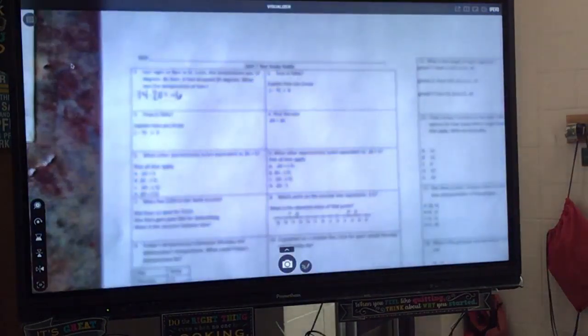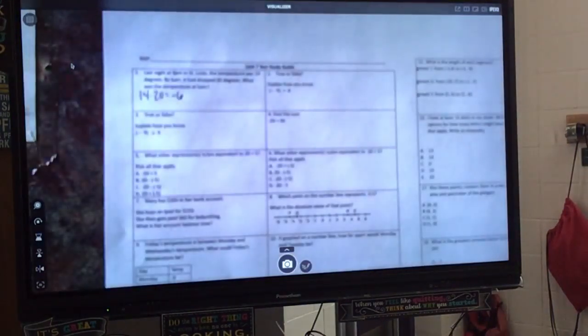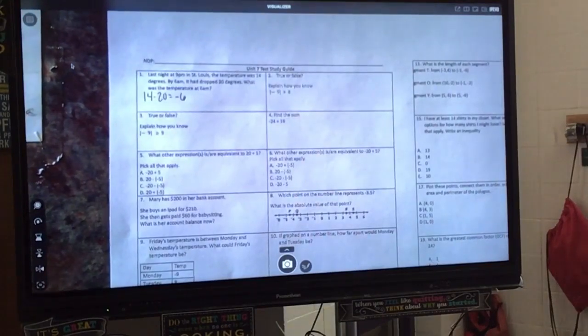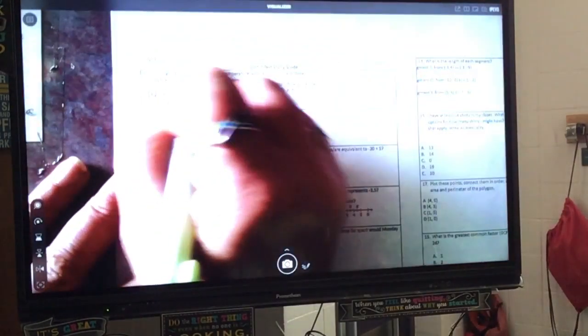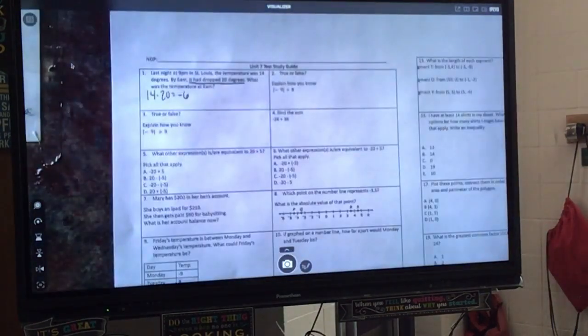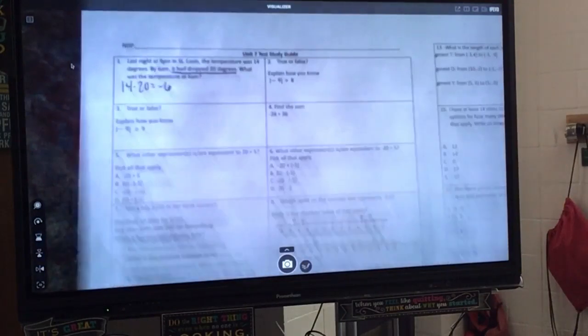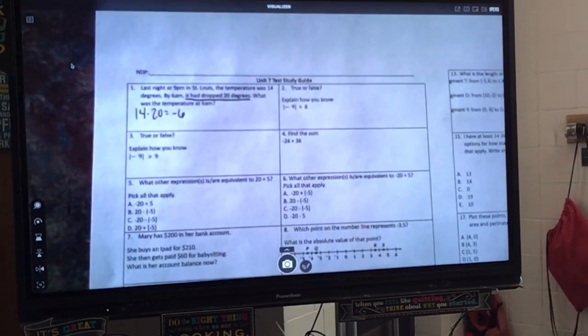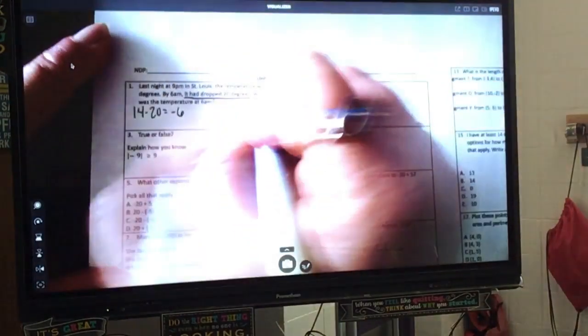Did anybody else do anything different? What'd you do? I did 20 minus 14 and then got 6, and knew that my bigger number was a negative, so I added the negative. Okay, perfect. All right, just make sure when you annotate that you have this underlined, because that's important. It's telling us it's dropping, which means we're taking away. And then obviously it's asking us what is the temperature at 6 a.m.